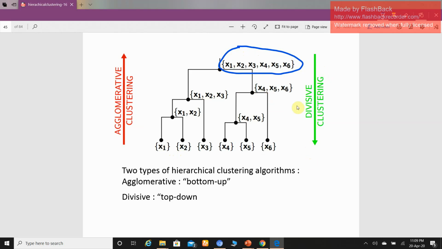Based on the divisive approach, first of all, you have to take the entire cluster. Now the entire cluster is decomposed into two other clusters. Once again, this cluster is decomposed into two clusters. In the same fashion, this cluster is also decomposed into two clusters. Once again, this cluster is decomposed into two clusters. This is called divisive clustering, meaning a top-down approach.